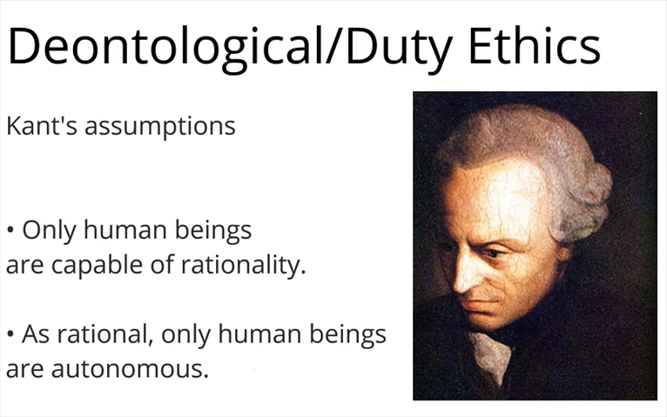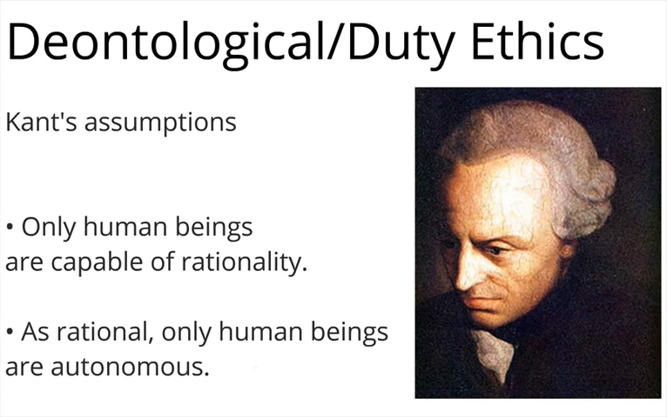Secondly, as rational beings, only human beings are autonomous, meaning we can make choices. We can volitionally choose to do this or that, whereas every other creature on the planet pretty much just reacts to what their body is telling them to do, as opposed to rationally figuring that out. Again, this being unique to human beings needs to be protected and preserved at all times.